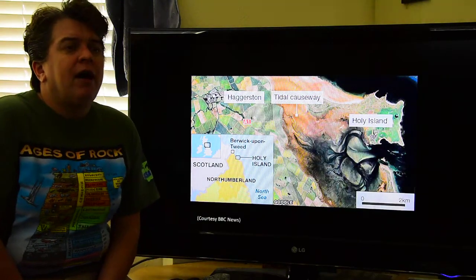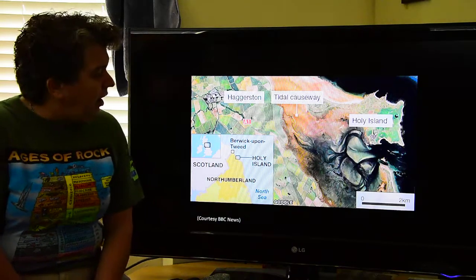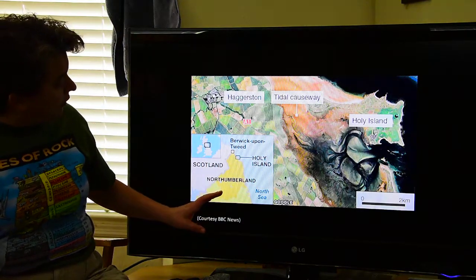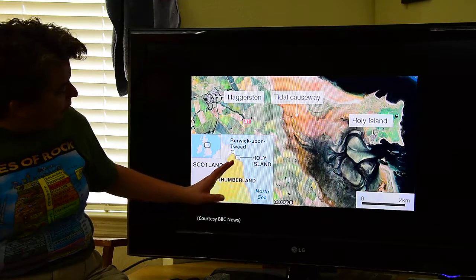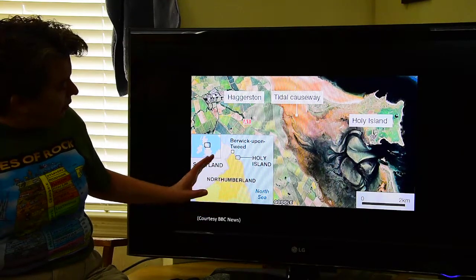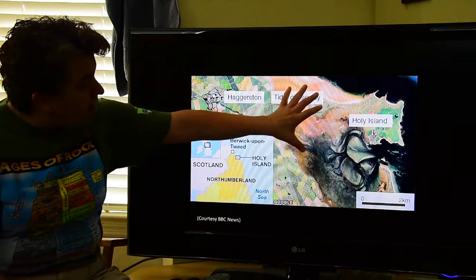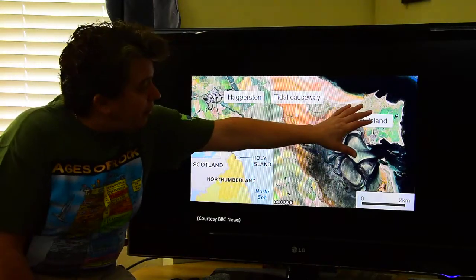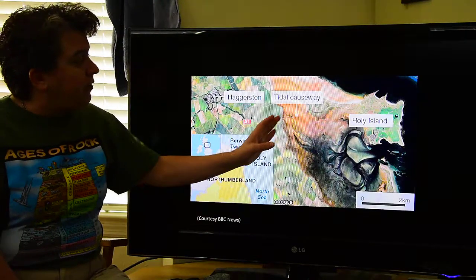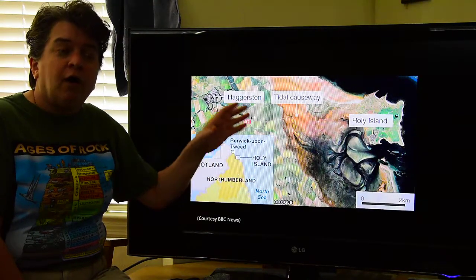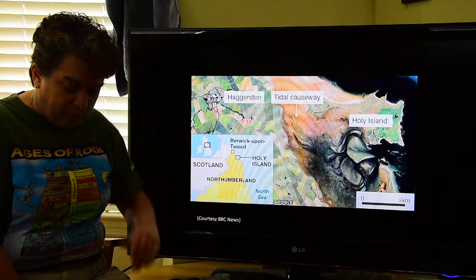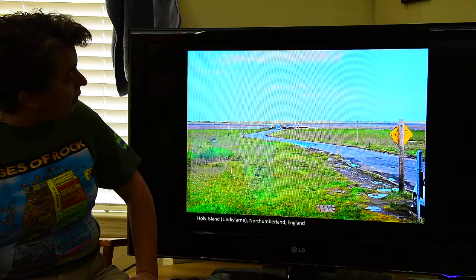Another place where they have major fluctuations in tides is in northern England. So this is the border between England and Scotland, and we're going to go to this location called Holy Island, which we are looking at right here. Here's Holy Island, and then this is called the Tidal Causeway. It's above water at low tide, but below water at high tide.